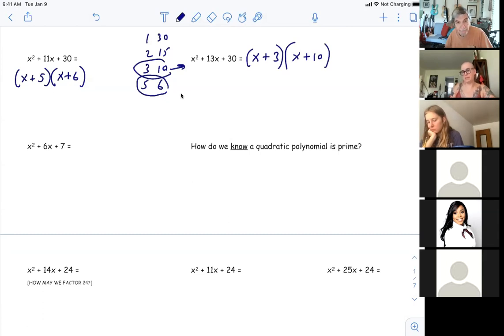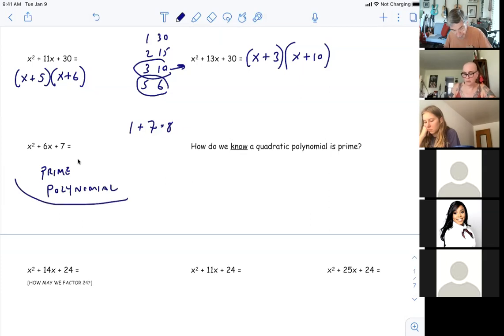Okay. Let's try this one. The exhaustive list of the ways to multiply and get 7 is that's it. That's the only way you can multiply and get 7 with whole numbers. And 1 plus 7 is 8. We've got a 6 in the middle. That means this is impossible to factor. And so we say that it is a prime polynomial. Cannot be factored.